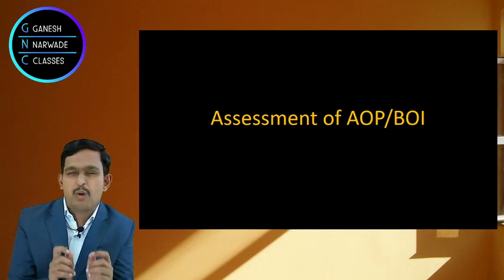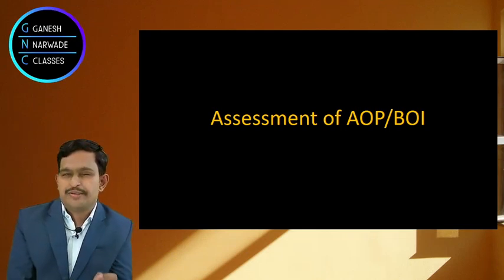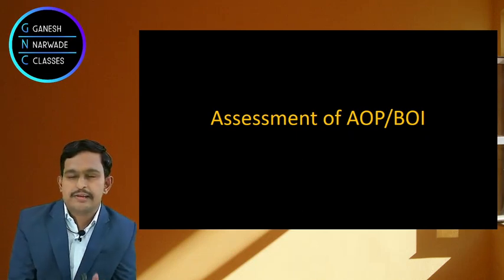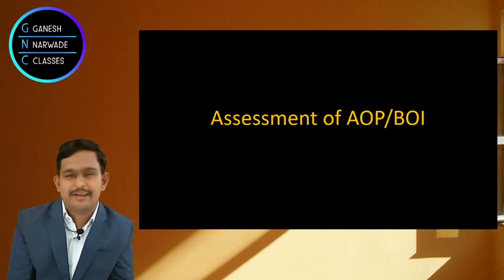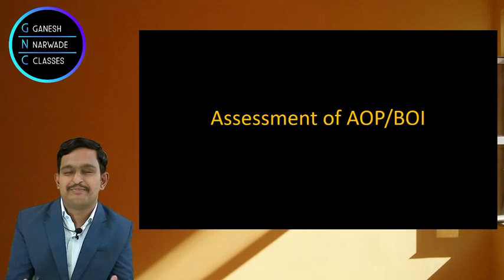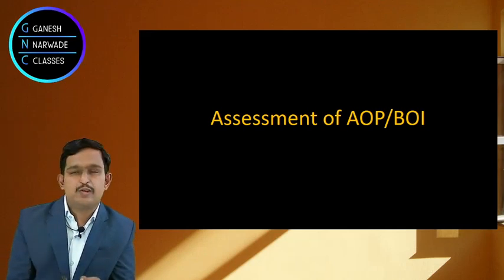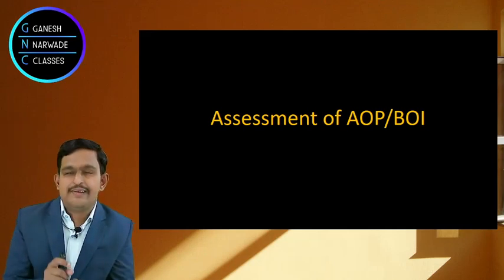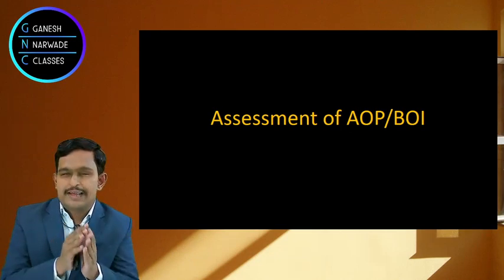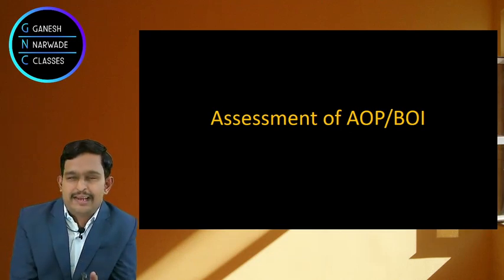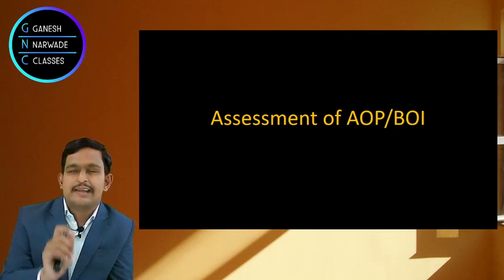So this is the small difference between association of persons and body of individuals. In body of individuals, only individuals. In association of persons, individuals also, companies also, HUF also, firms also, all are okay. Right? You should be able to understand this difference so that we can go forward. Now, there is a difference in the meaning, but not in the treatment.